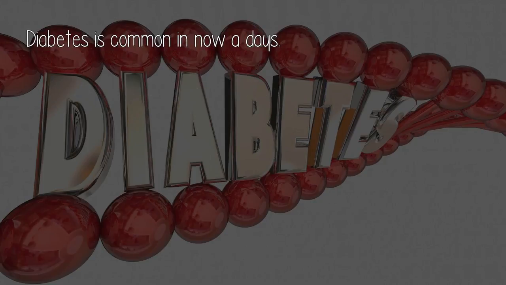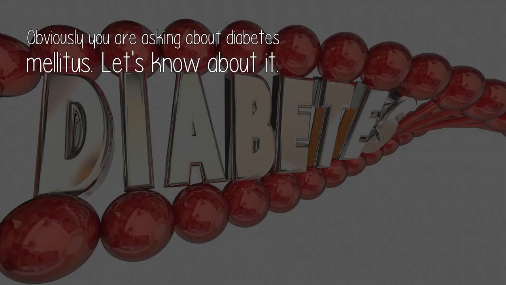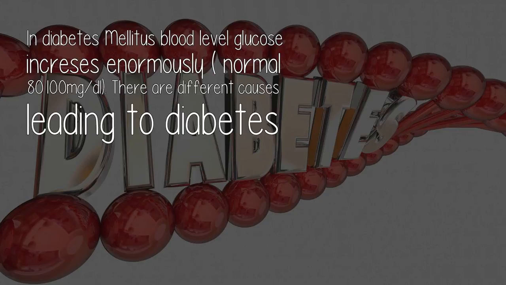Diabetes is common nowadays. Firstly, you should know that there are two terms: diabetes mellitus and diabetes insipidus, due to vasopressin deficiency. Obviously you are asking about diabetes mellitus. Let's know about it. In diabetes mellitus, blood glucose level increases enormously; normal is 80 to 100 mg/dl. There are different causes leading to diabetes.